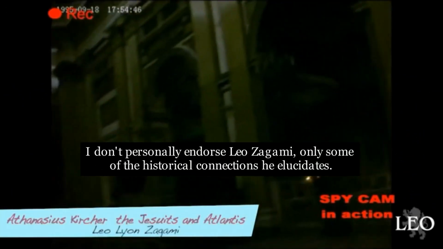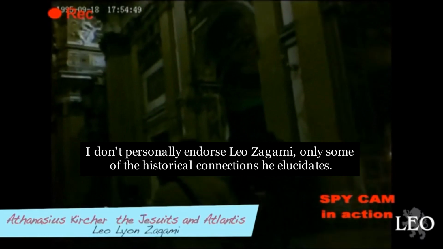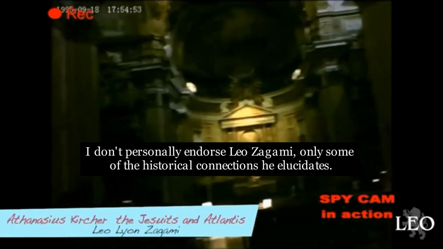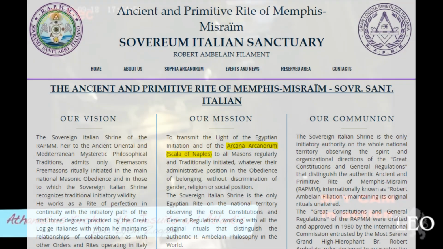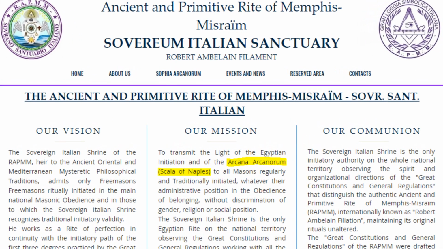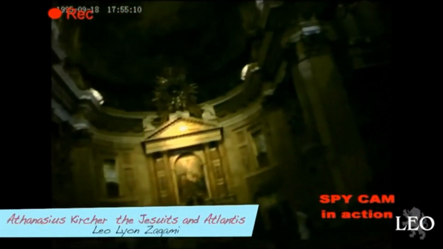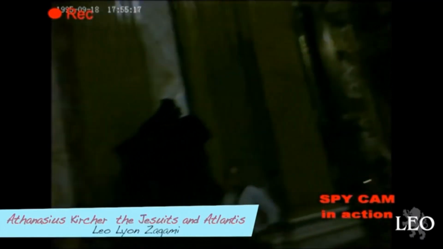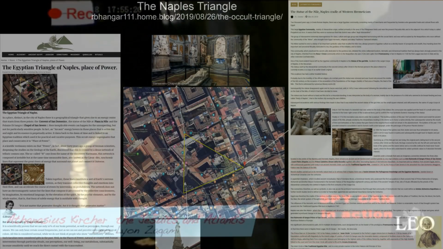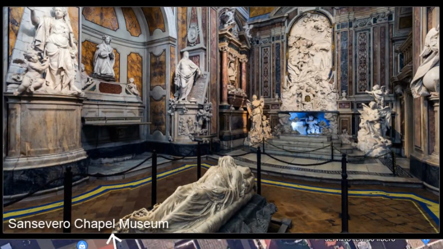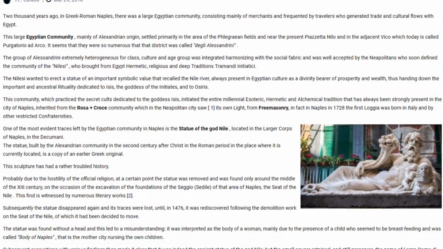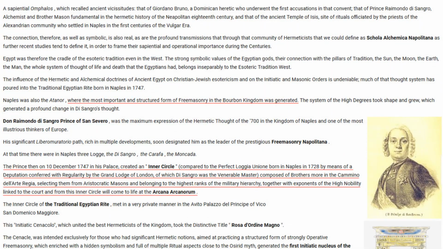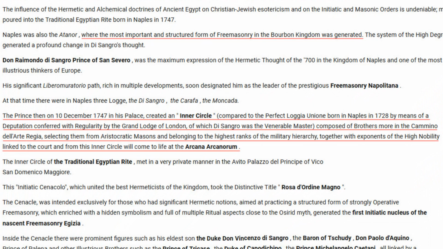In this tradition we found also other important people that were linked to Naples in particular. And it's in Naples that the Arcana Arcanorum of the Mizraim rite of Freemasonry originates. And this Arcana Arcanorum has at some level a connection with the Jesuit tradition, also because the Prince of San Severo, Raimondo di San Sangro, was a Jesuit disciple and a student of their secrets. So, as you can see, this connection is not so far-fetched.